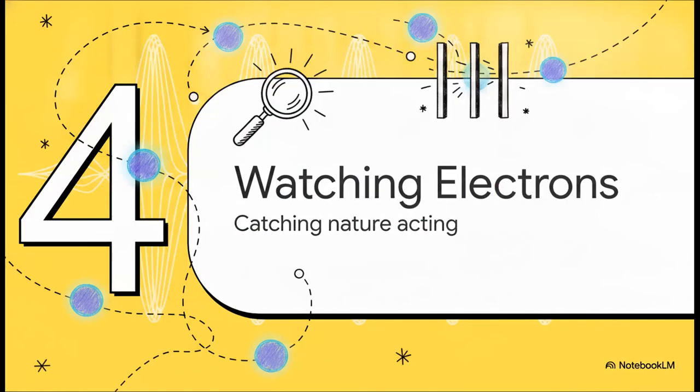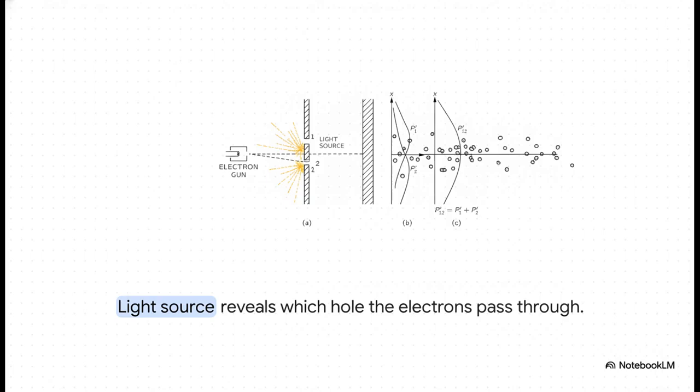This leads us perfectly to Section 4, watching the electrons and catching nature in the act. If nature is pulling a fast one on us here, it's time we figure it out. We are going to find out exactly which hole these lumps are going through. To do this, we're tweaking our experimental setup by placing an incredibly strong light source right behind the wall, right between the 2 holes. Because electric charges scatter light, whenever an electron passes through a hole, it's going to scatter a little flash of light. If it goes through hole 1, we'll see a flash near hole 1. If it goes through hole 2, a flash near hole 2.